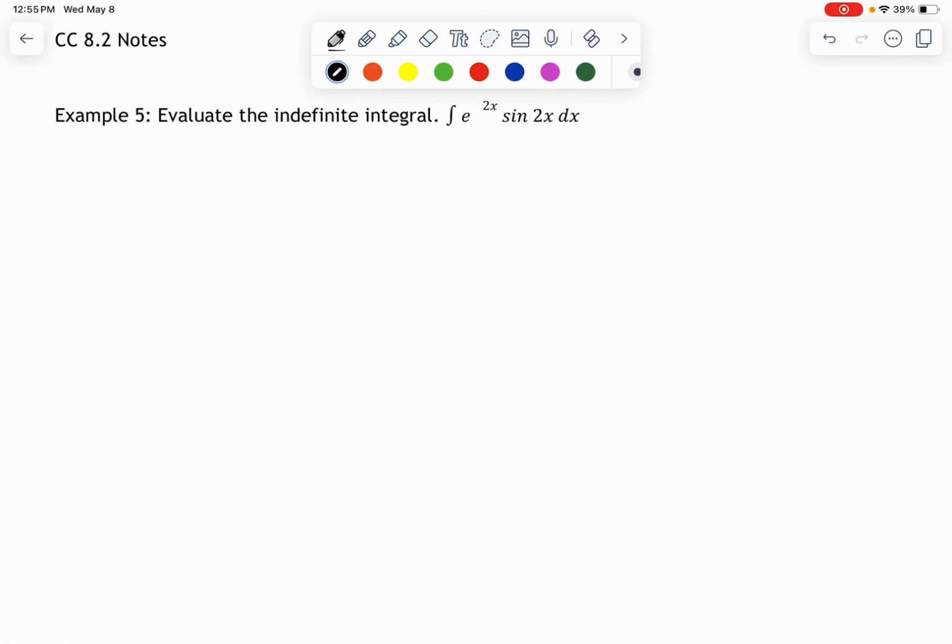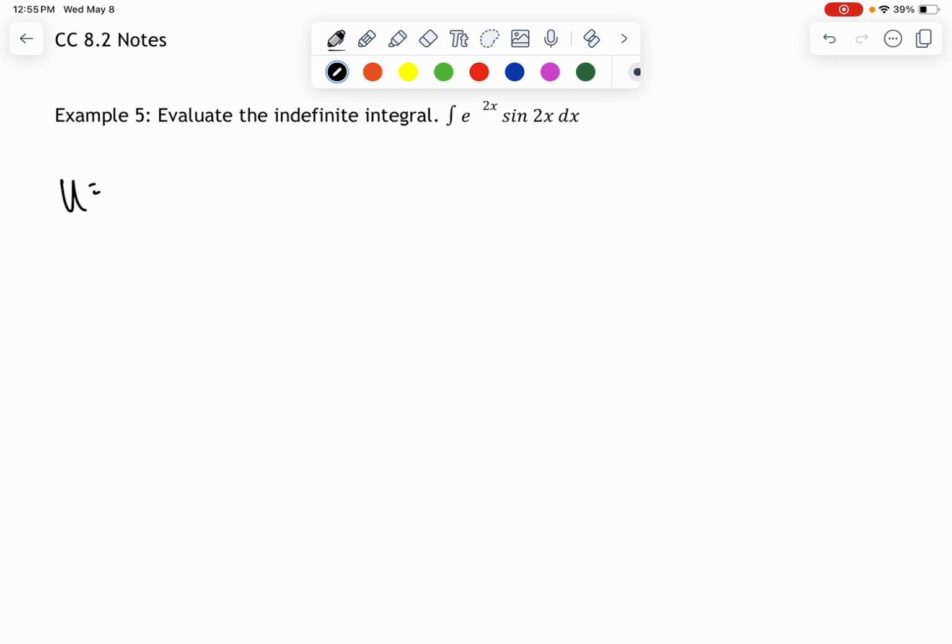Example 5 is evaluate the indefinite integral of e to the 2x sine of 2x dx. So this is a product situation, and I'm going to have to use some kind of rule to simplify this. U substitution is not going to work, and so in this case I'm going to use integration by parts.